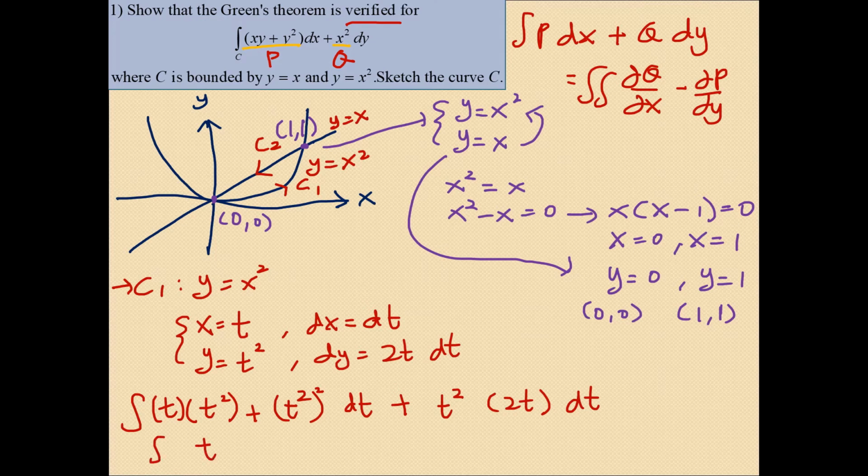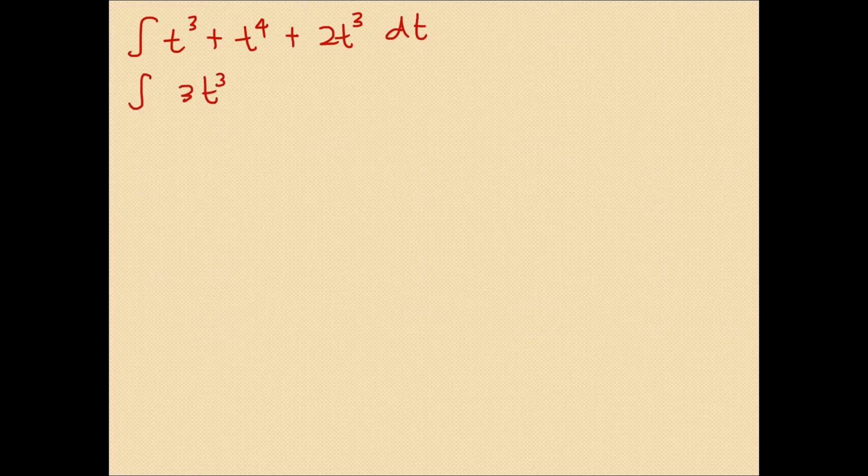You'll get t cubed plus t power of 4 plus 2t cubed dt. Okay, next slide. Before this we have t cubed plus t power of 4 plus 2t cubed dt, and then you can simplify it, you get 3t cubed plus t power of 4. Now you want to determine the limit.